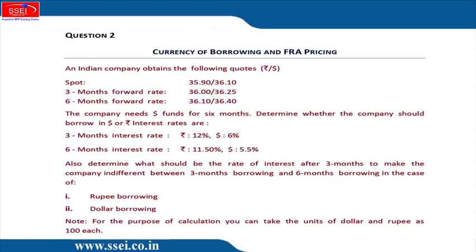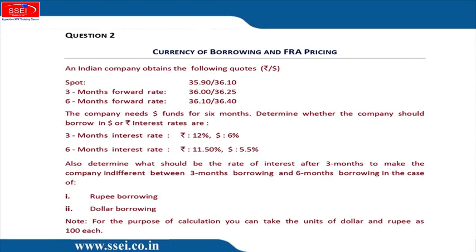Alternative 1, borrow $100. If we borrow $100, the interest rate for 6 months is 5.5%. So how much do we have to repay after 6 months? $100 plus 5.5% of 100 into half, which is 102.75. So there will be an outflow of 102.75 after 6 months. We cover it forward at 36.4. So 102.75 into 36.4, use your calculator, is coming to 3740.1.